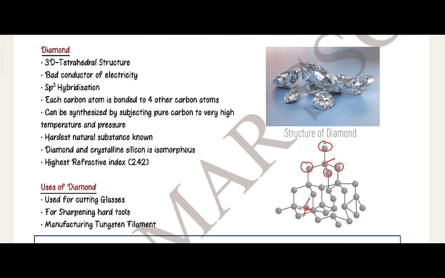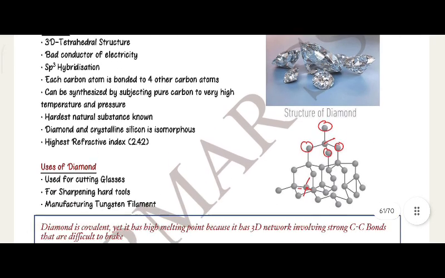Diamond can be synthesized by subjecting pure carbon to very high temperature and pressure. It is the hardest natural substance known. Diamond and crystalline silicon are isomorphous. It has a high refractive index of 2.42. This is the structure of diamond.